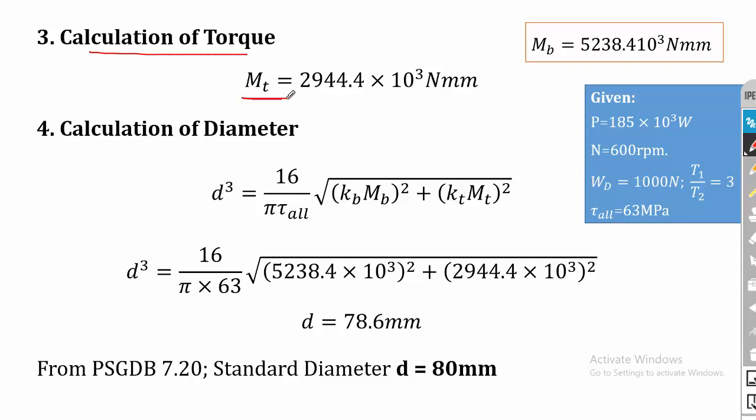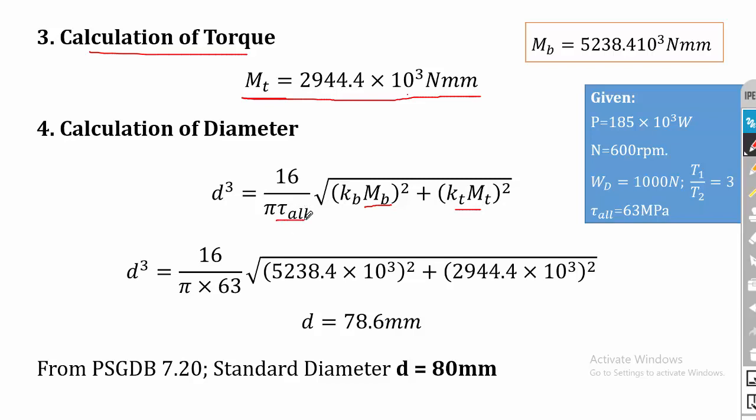In the first step, we have calculated the torque value. We can take that, which is 2944.4 into 10 power 3. And MB we have calculated in the previous step. So the shaft is subjected to both bending and twisting moment. We can use this equation.